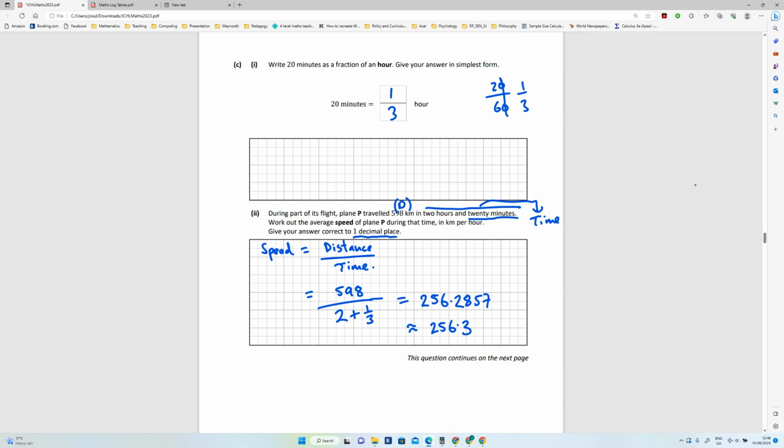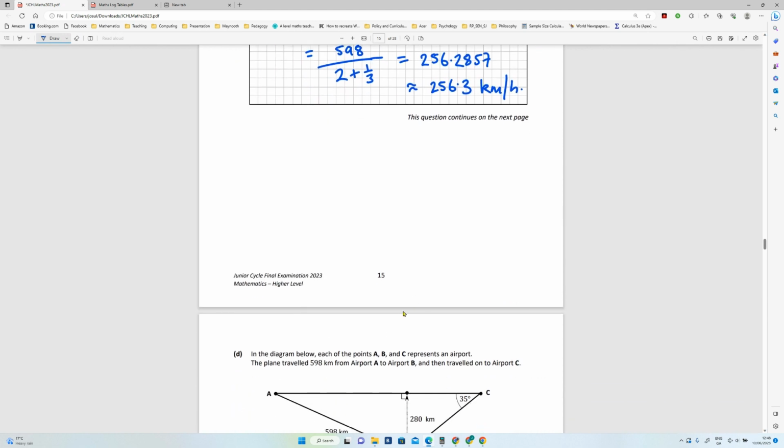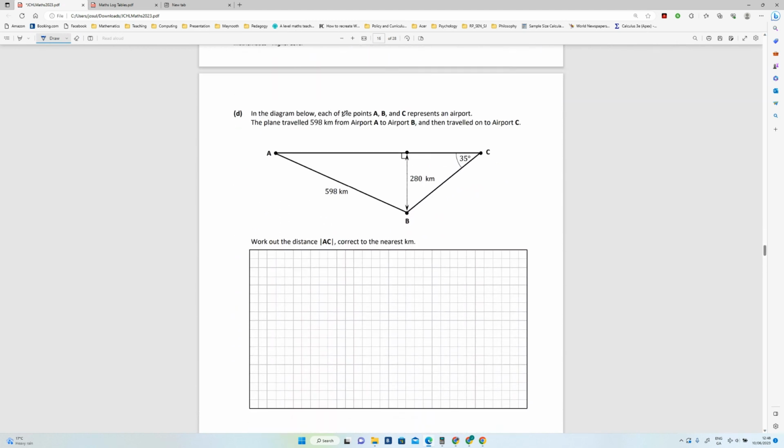And what is it? Kilometers per hour. Okay, so that's part 2 of that. Keep going. In the diagram below, each of the points A, B, and C represents an airport.